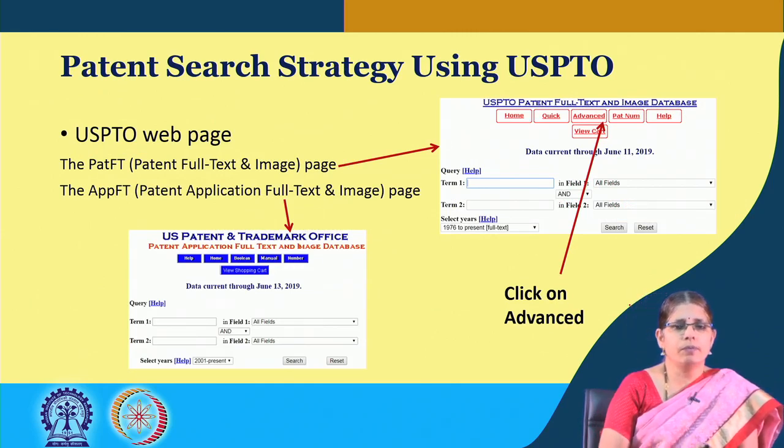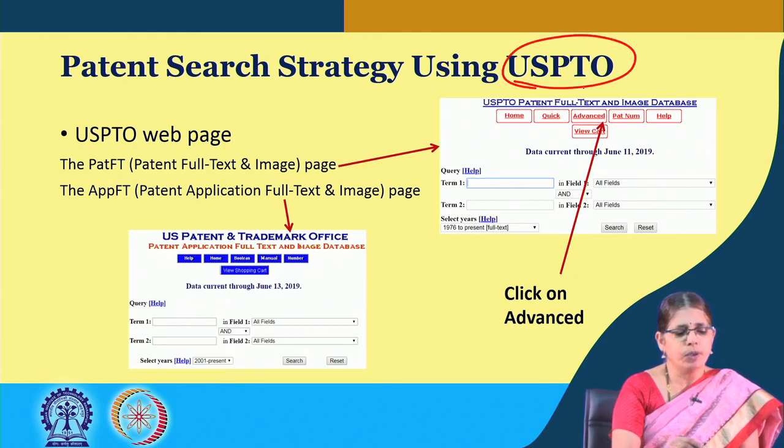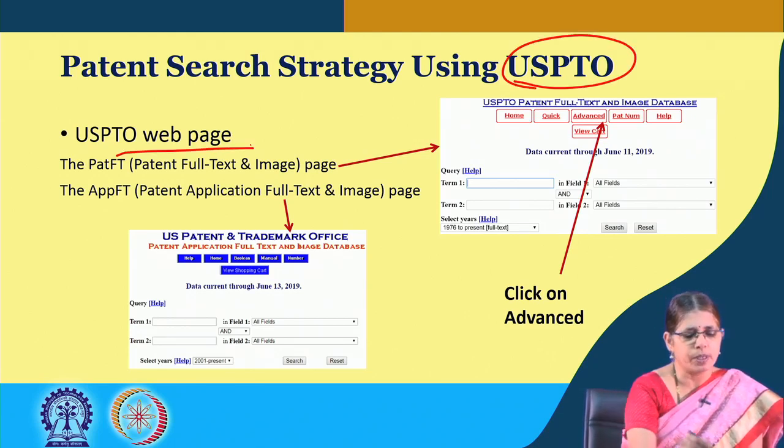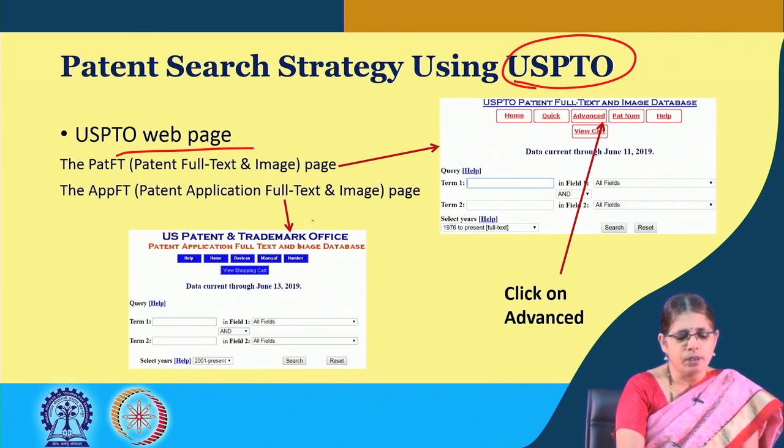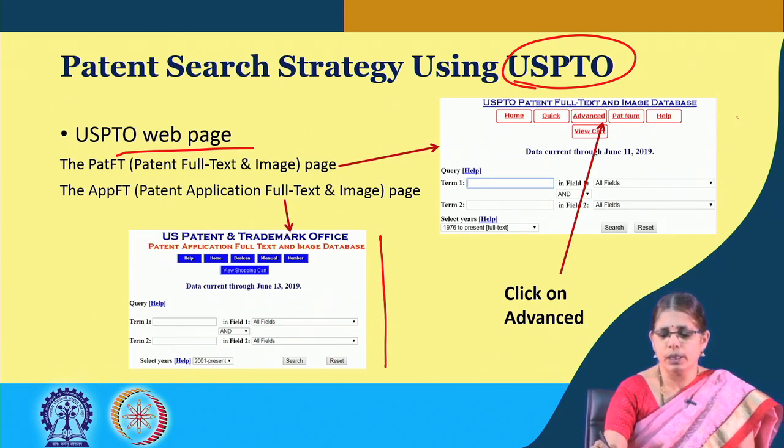This is the search that we are today undertaking in relation to the USPTO. So, what would you do? You would go to the USPTO website. You have two options available. One is the full text and image information. The other is the patent application information. So, this is the one with respect to the application, and then you look at it from the point of view of the full text search.